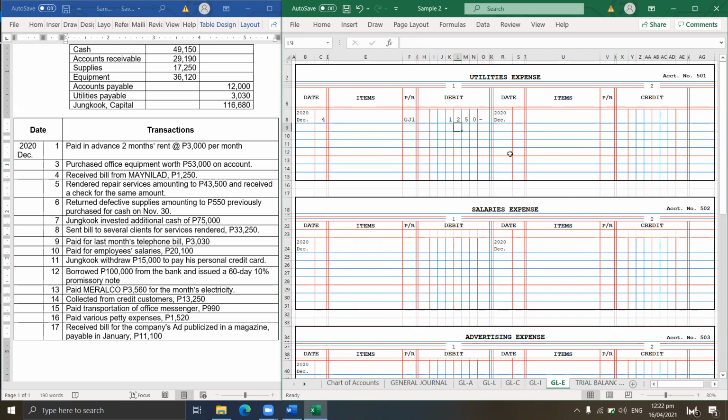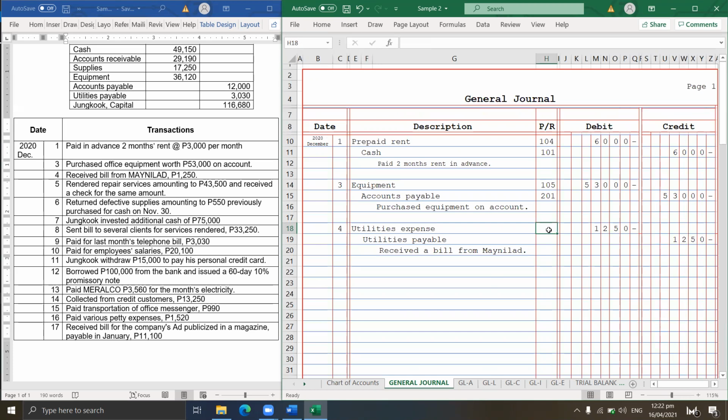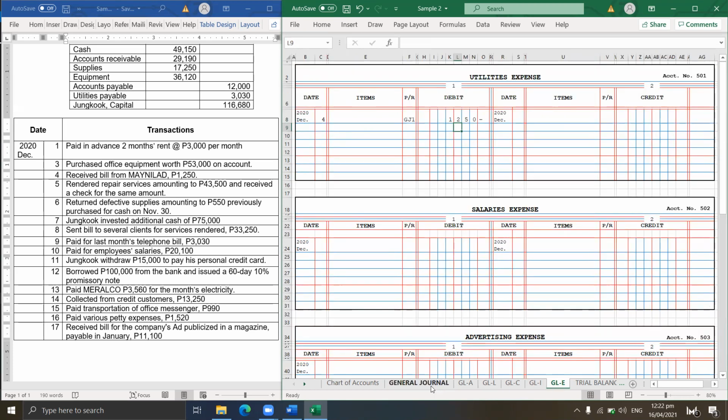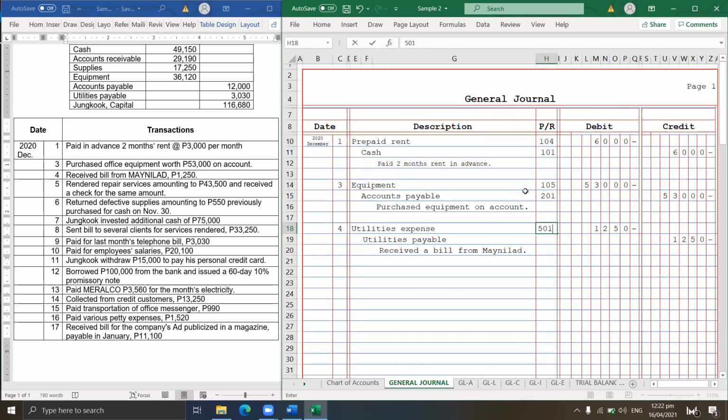Okay, so after posting, you have the account number of 501. Go back to the journal to put it in the posting reference. Okay, so we have, ano ulit yon? That's 501. Okay? So 501. So we're done with the utilities expense. Next would be, let's proceed with the utilities payable naman.